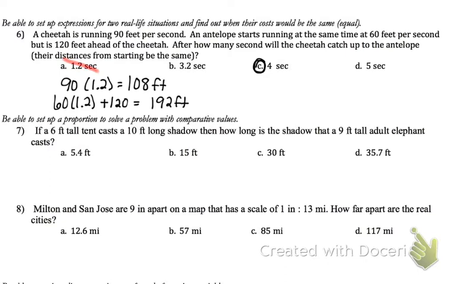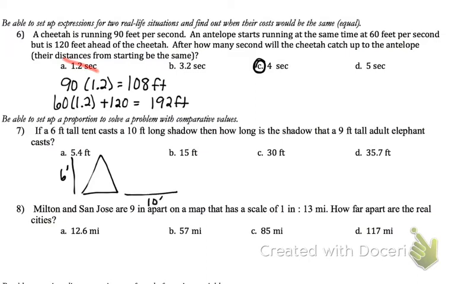Okay, next problem. If a 6-foot tall tent casts a 10-foot long shadow, I am all about drawing pictures on this. So I've got a tent. It's a 6-foot tall tent, so I'm going to label this as 6 feet. Casts a shadow of 10 feet long.